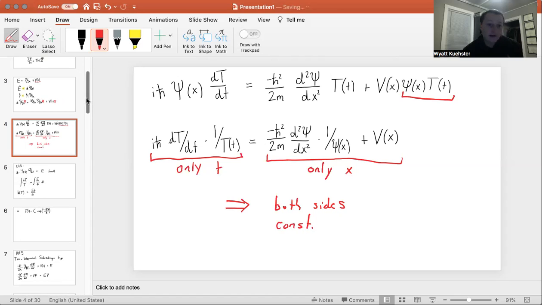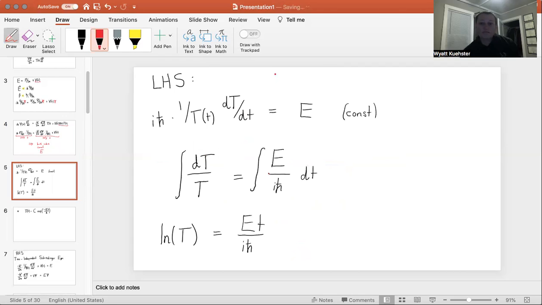Okay, so if both sides are constant, I'm going to name this constant E for reasons that will become clear in a minute. That means that I have two ordinary differential equations. So I've transformed our PDE, the Schrodinger equation, into two ODEs by doing separation of variables. This is actually a pretty useful and powerful technique. But unfortunately, the solution will be a little bit sophisticated. We'll see it in a second.